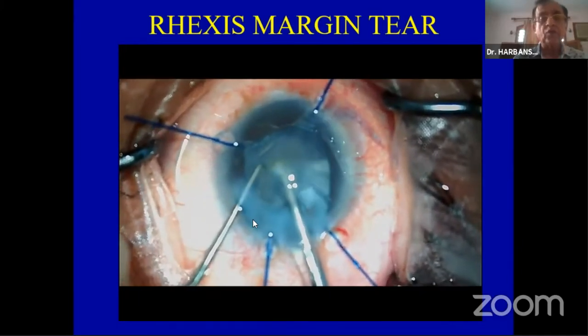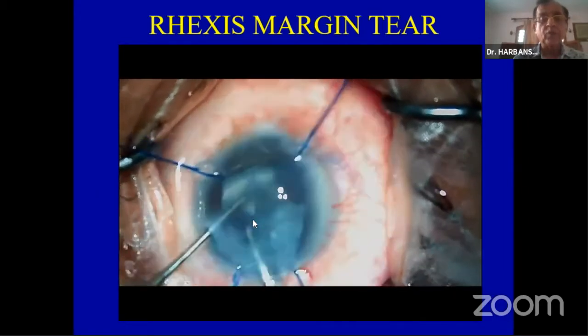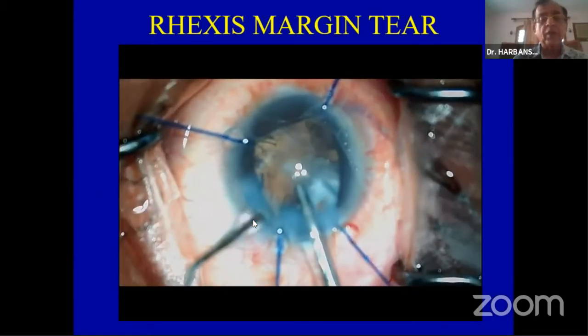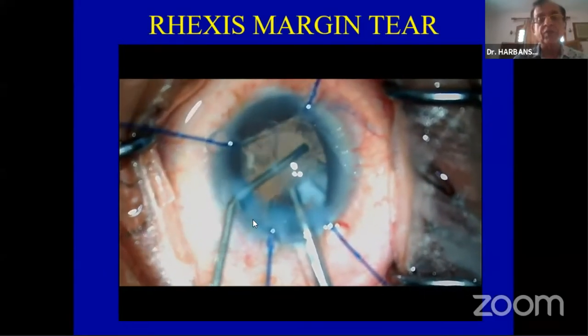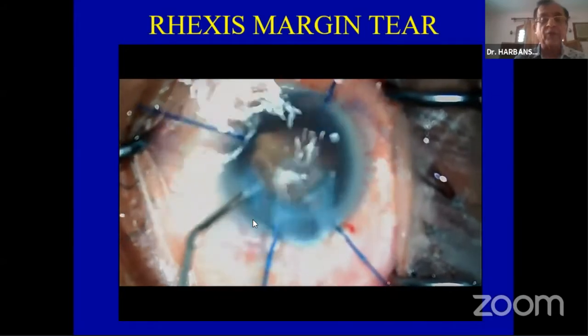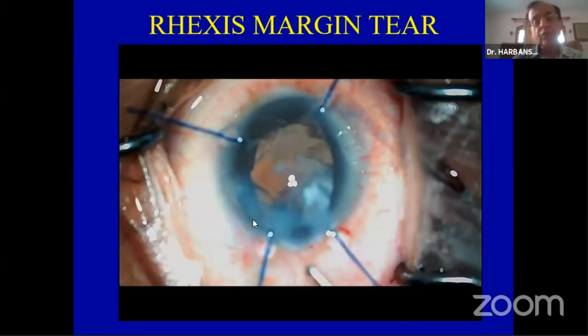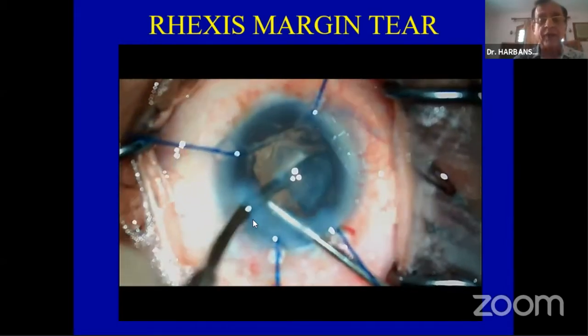Now the nucleus is gone, and we remove the epinucleus as far as possible, and then we inject a viscoelastic, because the subincisional cortex is very difficult to remove with the phaco probe, and we will do this by bimanual irrigation aspiration. My preferred bimanual technique is what I call a modified bimanual.